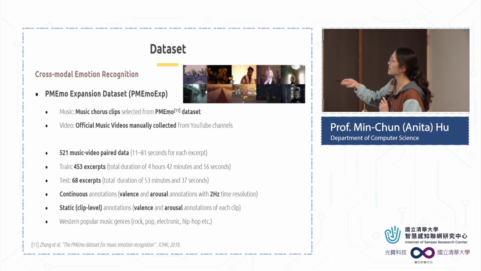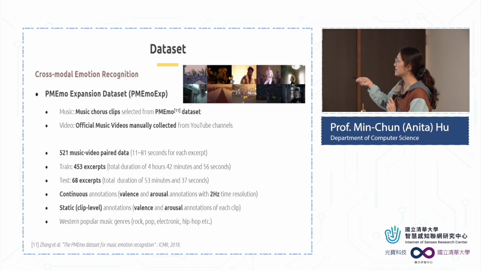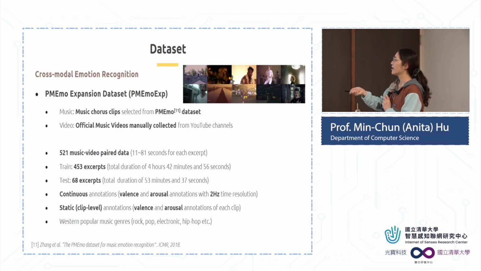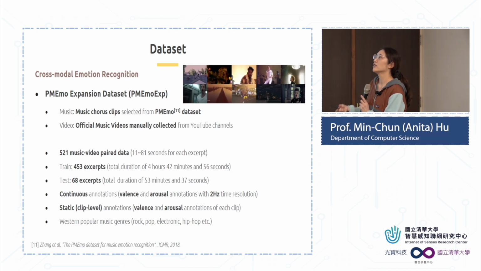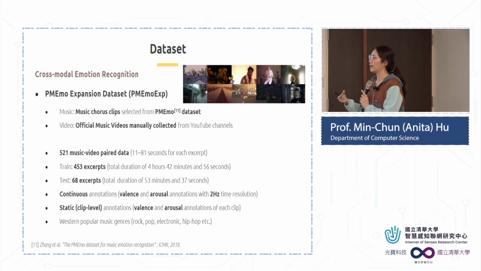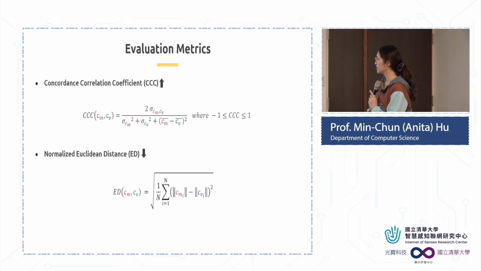So here we use the PM-EMO expansion data sets, and in these data sets, they have more than 500 paired data, which means every data has the video content and the background music. So we can assume that the given data already has a very good correlation between the music and the video.